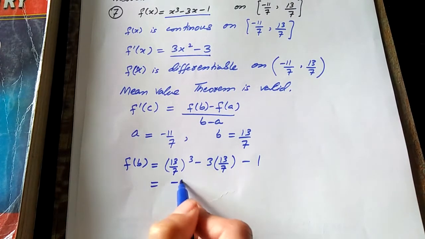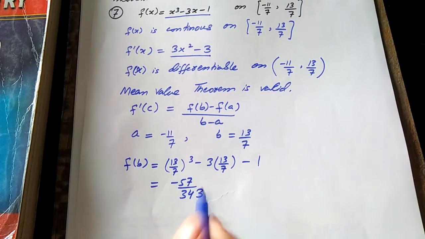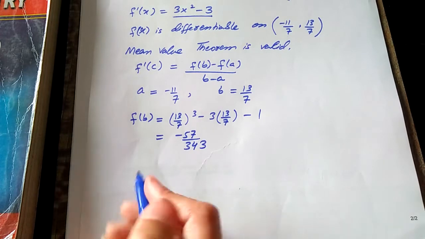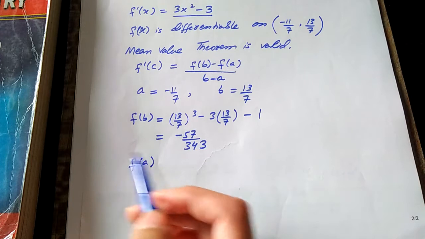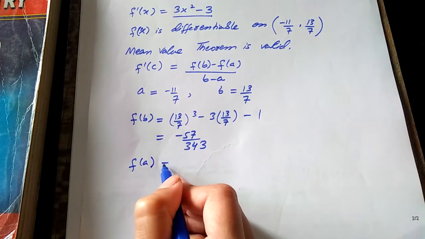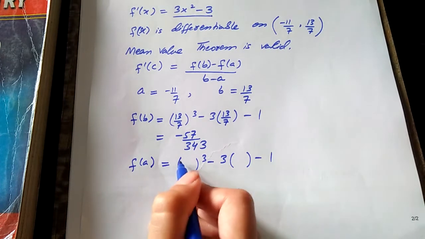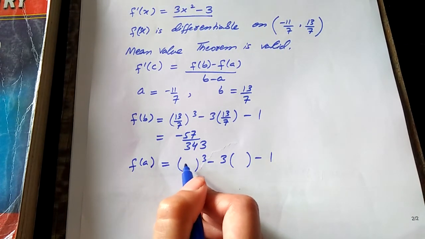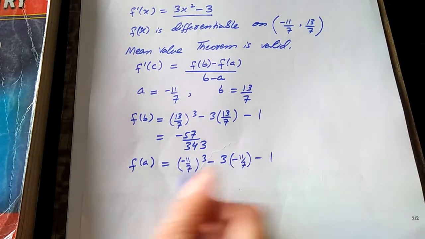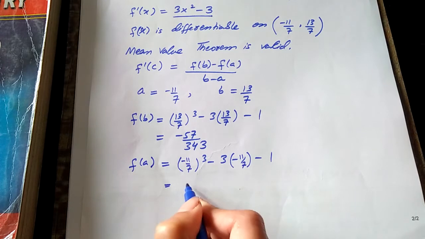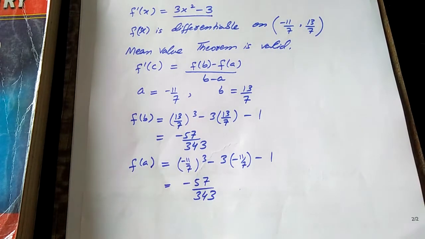Simplifying it using your calculators, you will get 3 minus 57 over 343. Now calculate f of a. Use the same f of x and in place of x put the value of a. We get x cube minus 3x minus 1, with x replaced by minus 11 over 7. Using your calculators, you will get the value minus 57 over 343.